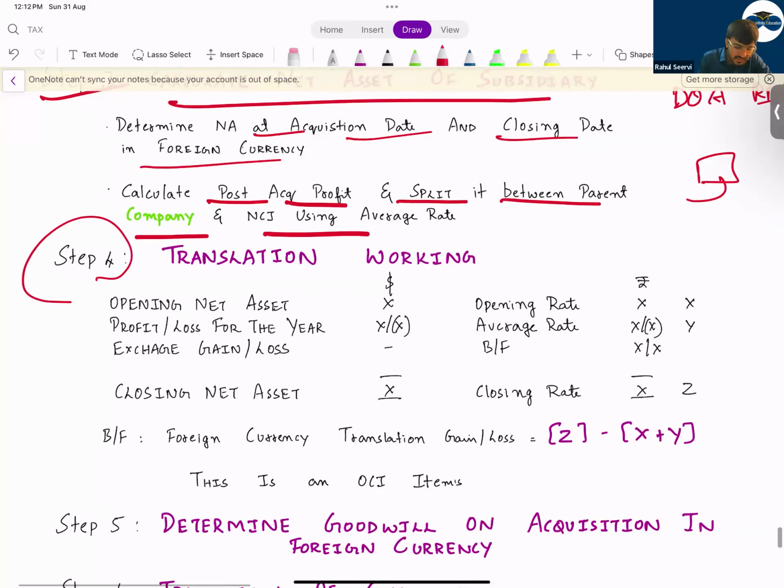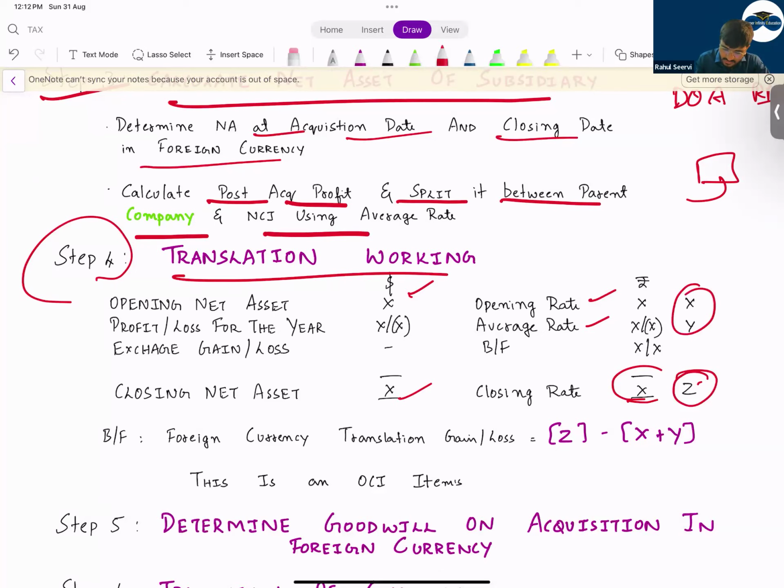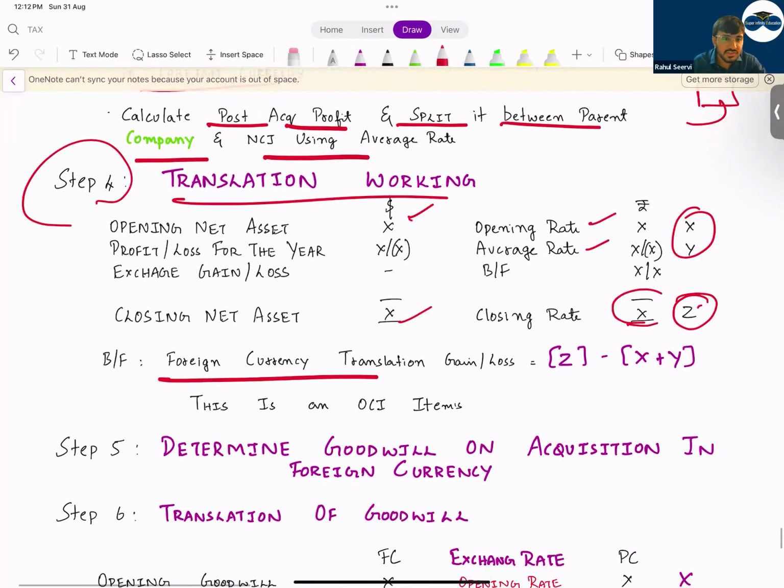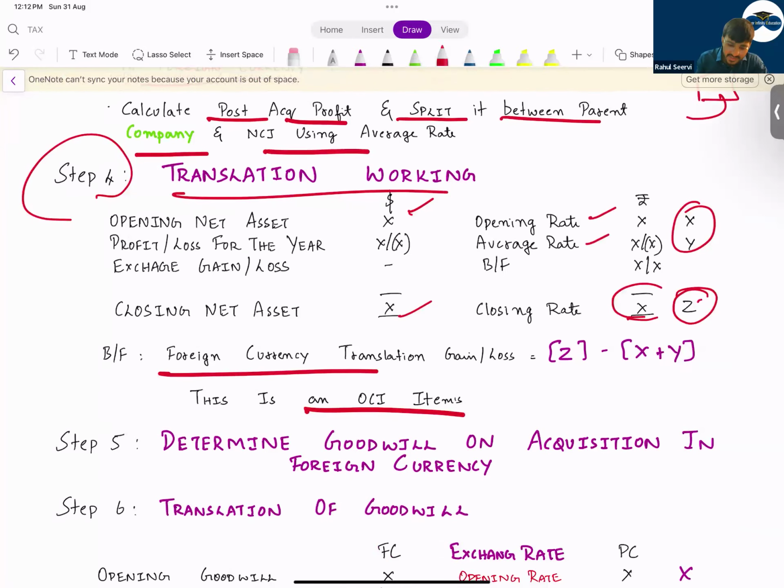Then step number 4 is the translation working. So take the opening asset, closing, opening rate, average rate, and this closing. You get the difference here now. You'll take this z value, you'll add x plus y, you'll get the difference. This is what, sir? This is a foreign currency gain or loss. Now this is an OCI item. Should it be given to whom? It should be given to parent and NCI. For NCI you will reduce from the NCI value. For parent you will create a foreign exchange translation reserve, a reserve account.